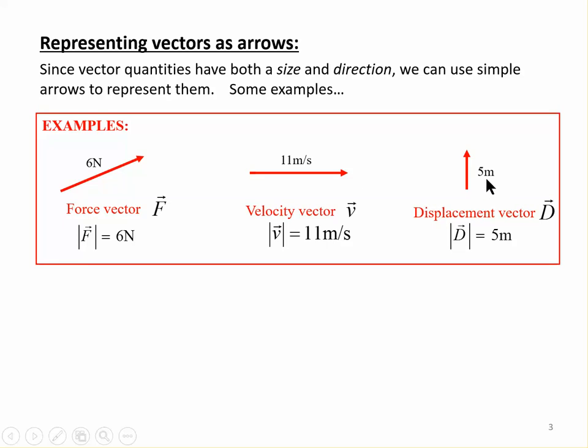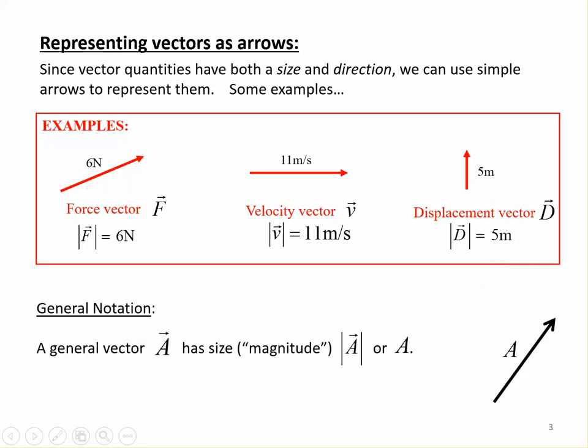And we might want to give this displacement vector a name. In this case, I'm calling it d. Again, note the arrow above it to indicate that this is a vector. It has both a size and a direction. The magnitude of this displacement vector is 5 meters.